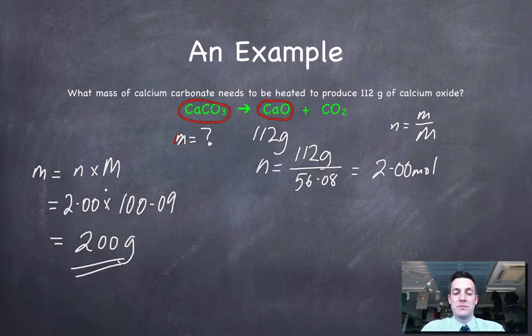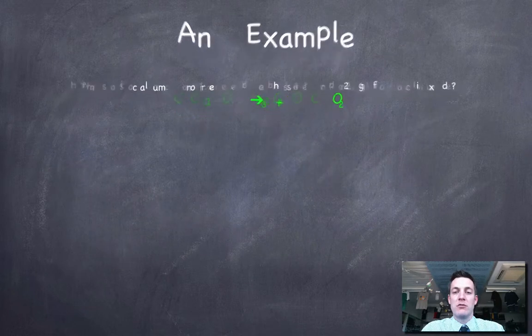In other words, the number of moles of calcium carbonate was 2 moles, and I multiplied that by the molar mass of calcium carbonate to find its mass. Okay, let's do another example.